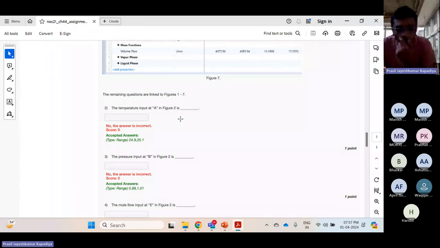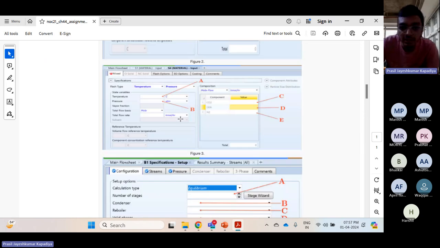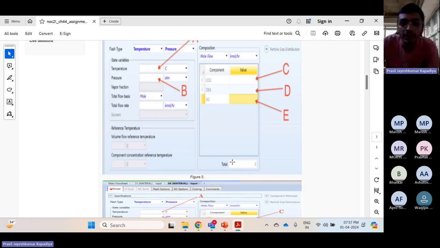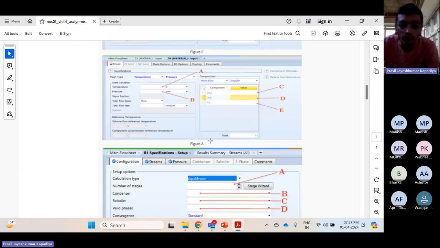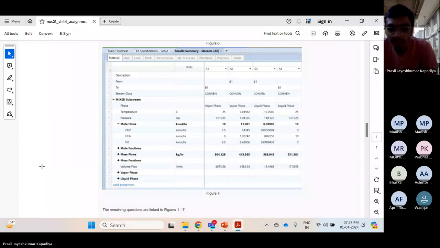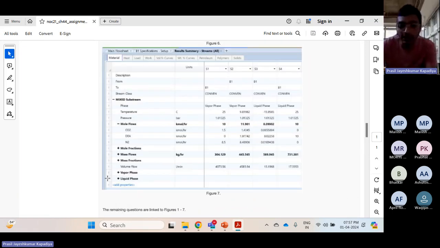Then mole flow input at E in figure 2. So what is the mole flow input of E? Let's check in the question. What is E? E is N2. So it is the molar flow rate of N2 in stream S1. What is the value of the molar flow rate? It is in front of you. 8.5. Yes, that is 8.5. Our answer is correct.